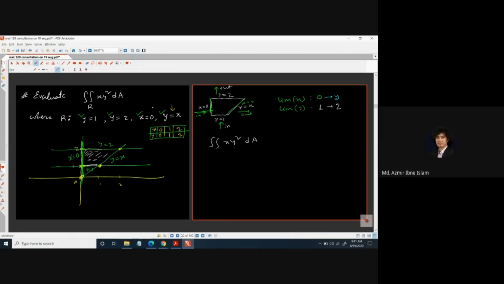So now we can write this: x limit is 0 to y, and y limit is 1 to 2. You can understand that this time it is not a rectangle. Instead of dA, we can replace it by dy dx, but I have written it in this form. Can we solve this one this way?